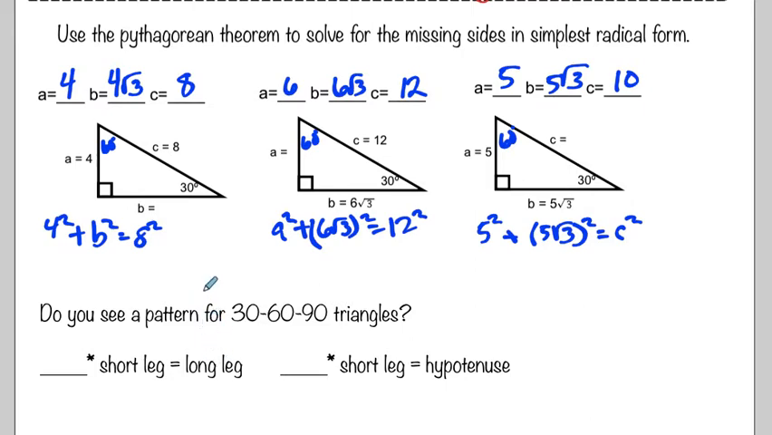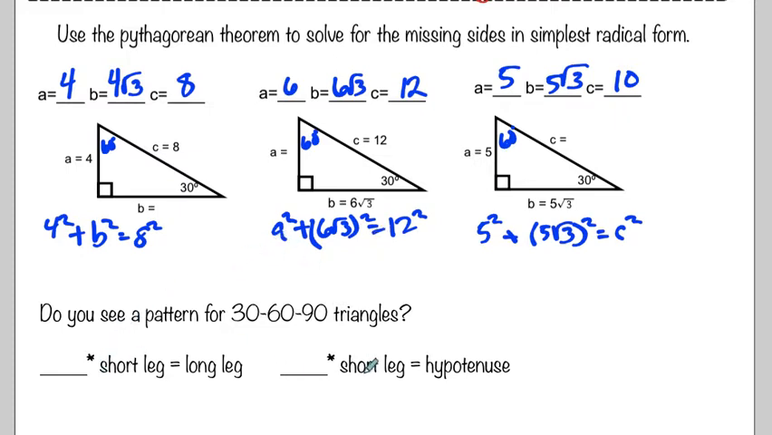We already talked about the 45, 45, 90 pattern, but today we're going to talk about the 30, 60, 90. So with the 30, 60, 90, the short leg, which is the one across from the 30, is going to be like your x. The longer leg, which is across from the 60, is always the same number with a root 3 on it. Notice how the a and the b, and the a and the b, and the a and the b here, they all have the same number, but the b has a root 3 next to that same number. And then how the c's are related is that they are always double of the short leg. So if you double the 4, you get 8, double the 6, 12, double the 5, 10.